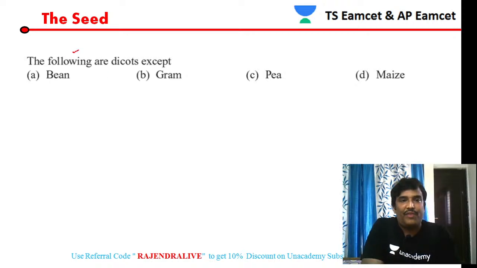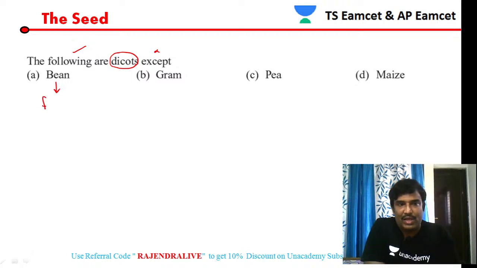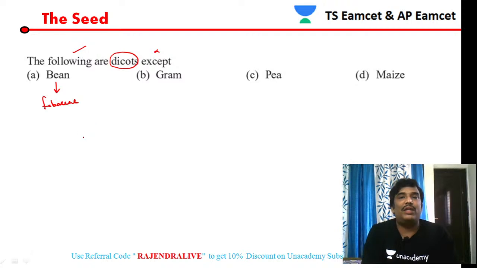The following are dicots. The question was asking all are dicots except one. What is that except one? We will see. Now, bean. Bean is also a Fabaceae member. All the members of Fabaceae have seeds that exhibit the dicot character, with two cotyledons. So this is a dicot.